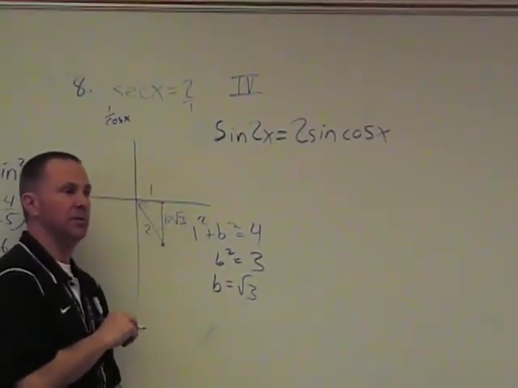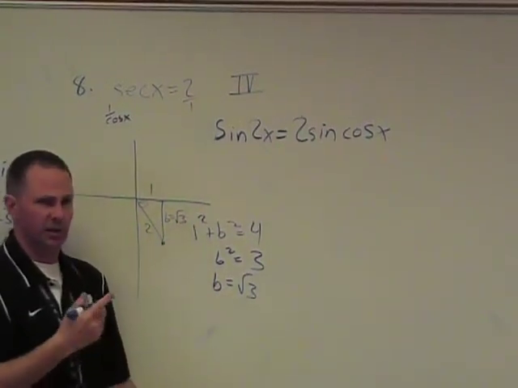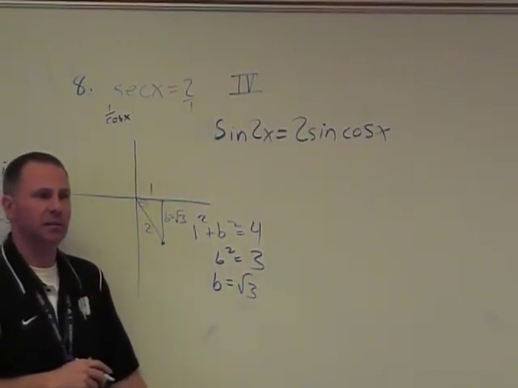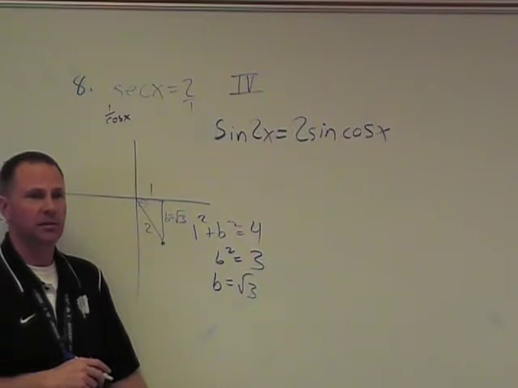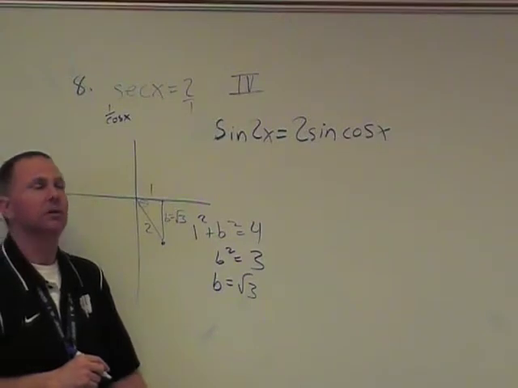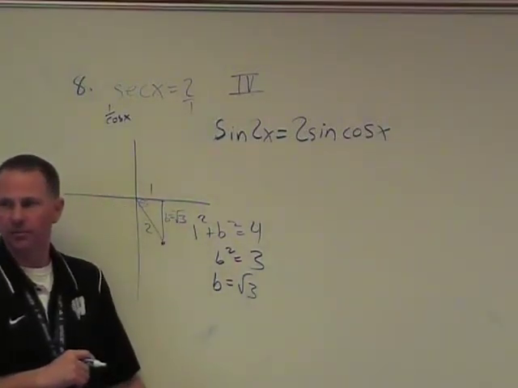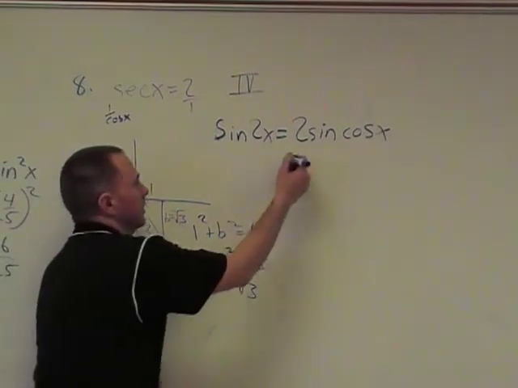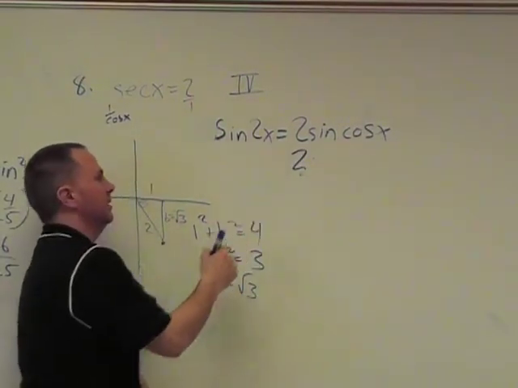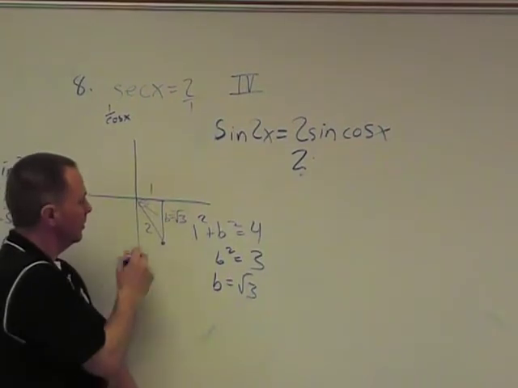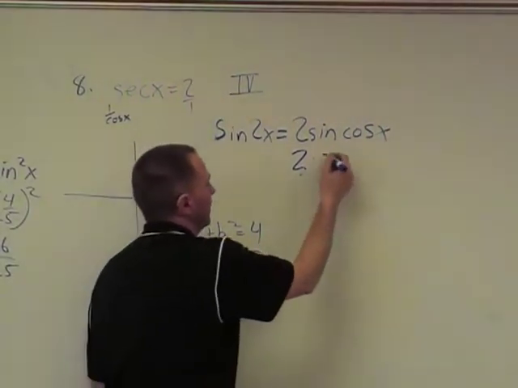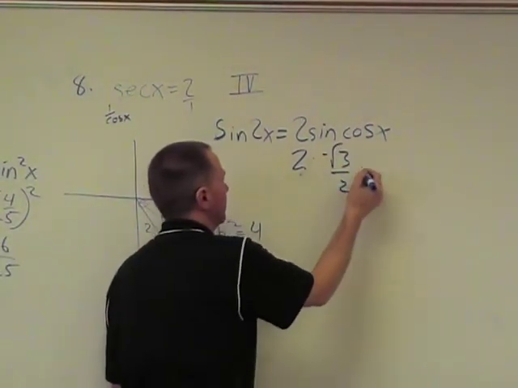Now, let me ask you something before you start doing the values. Is there anything that should be positive or negative? Negative 3 should be. Hypotenuse will always be positive, the square root of 3. Yeah, this is negative there because it's in the fourth quadrant. Now, 2 times sine is opposite over hypotenuse: the negative radical 3 over 2.